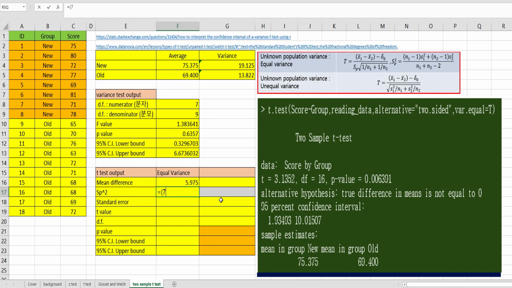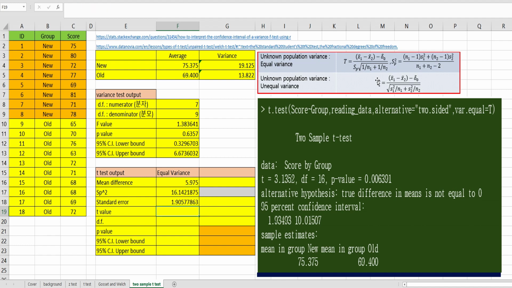sp squared equals 7 times the variance of the new group plus 9 times the old group's variance, over n1 plus n2 minus 2, which is equal to 16. Then the standard error, this one, is the square root of sp squared times the square root of 1 over 8 plus 1 over 10.